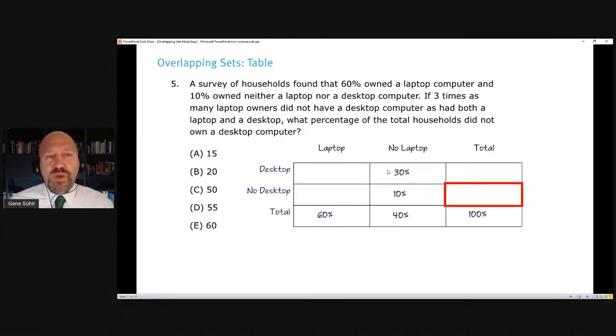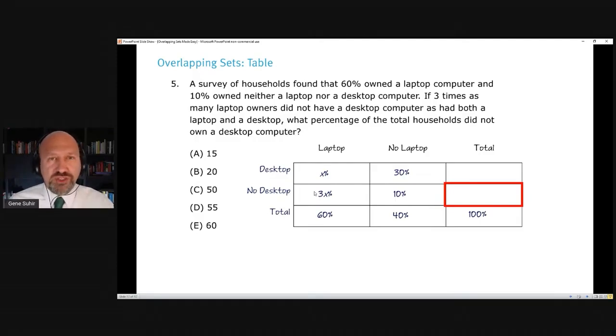So we have another thing that they tell us. Three times as many laptop owners did not have a desktop computer as had both a laptop and a desktop. So we're talking about laptop owners here. We'll call the laptop-desktop people X percent for now, and the box right underneath, three times as many, we'll call that 3X.